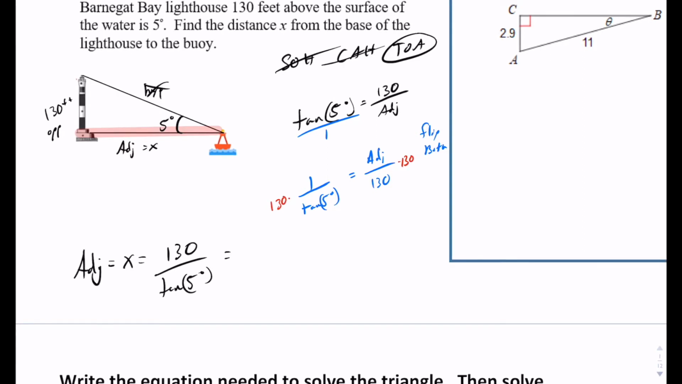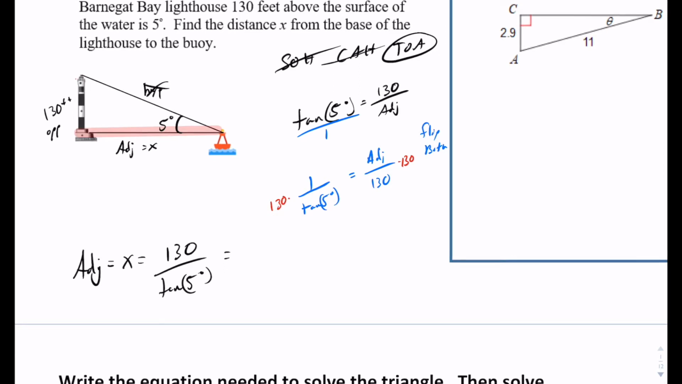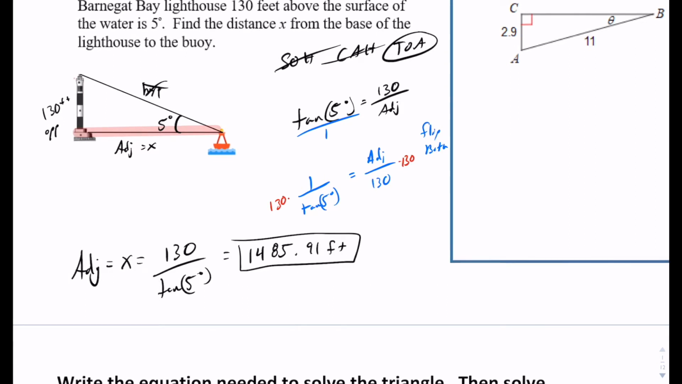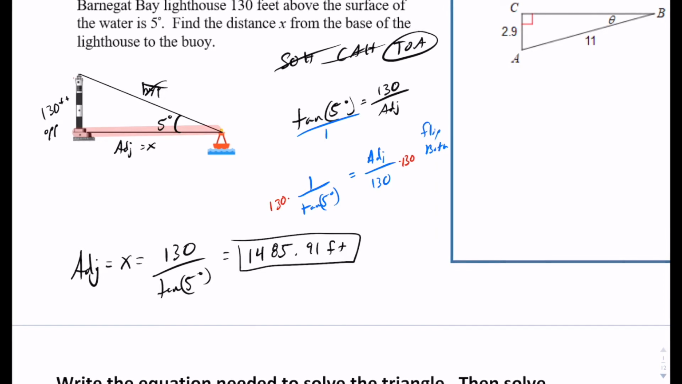And as I mentioned earlier, unless you're some kind of supercomputer, do this in your head. But for the rest of us, 1,485.91. And I'm not that fancy, guys. I use the calculator. Okay, just don't forget feet. You got to write units or else you don't get your points.